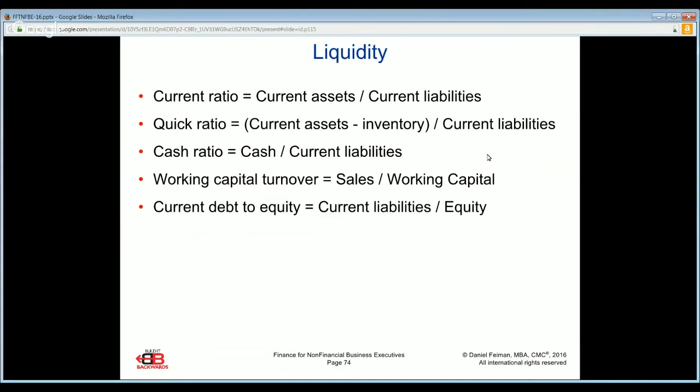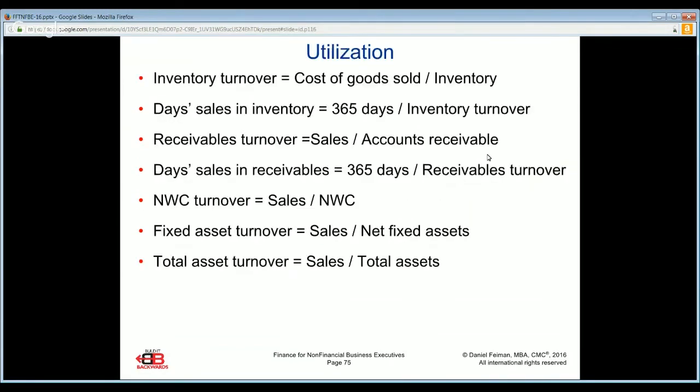Your working capital turnover is nothing more than your sales from your income statement divided by your working capital from the balance sheet. Again, that measured against a target and over time is going to give us a much better idea of how the organization is using their working capital. If we move to the utilization, or what's called the turnover ratios, these are tied directly to measuring our operating and our cash cycles. And we'll look at those in a moment.